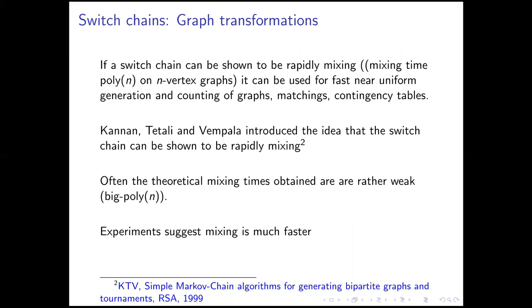And Cooper and Dyer and Greenhill introduced the idea that it could be rapidly mixing in the paper Sampling Regular Graphs and a Peer-to-Peer Network. Sorry, in the paper Simple Markov Chains for Generating Bipartite Graphs and Tournaments, that was in 1999. The problem is that often the mixing times we get, as you'll see in a moment, are quite large polynomials. They're not all that small, but the experiments suggest that in reality they are much faster mixing than this.